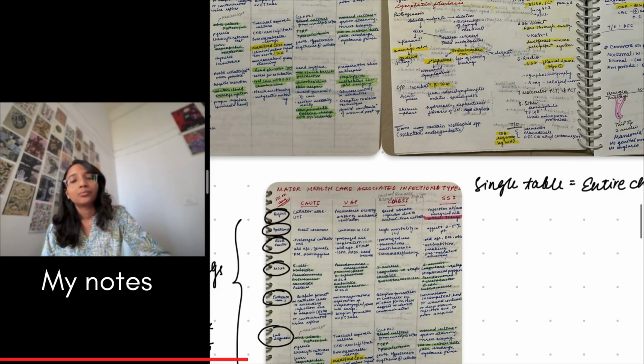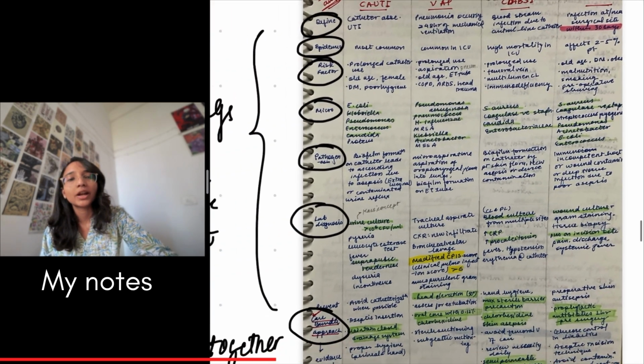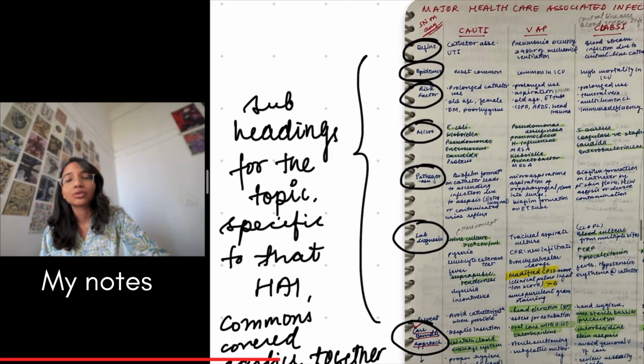So, moving on to the notes. So, this is your 4 major types of HAI, and if you're aware, this comes up as a short note very frequently. So, how have I written this down? I have converted the subheadings into the table columns or the rows.